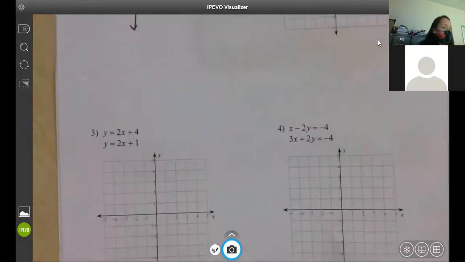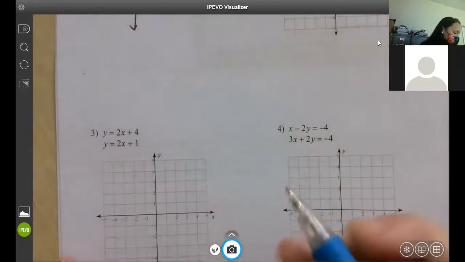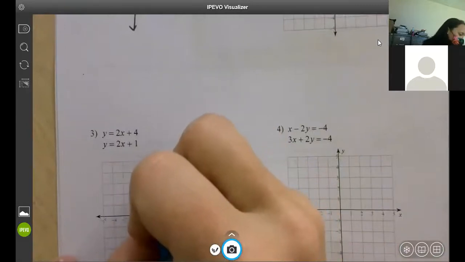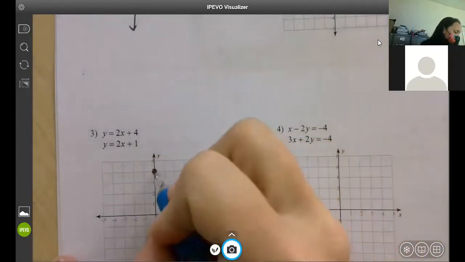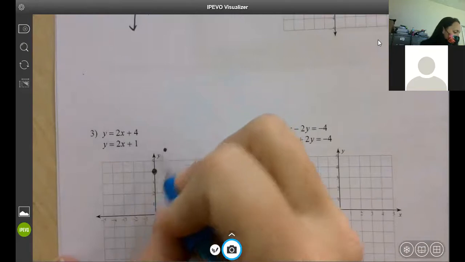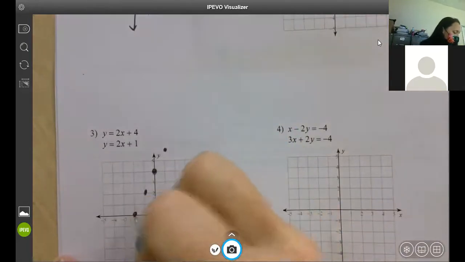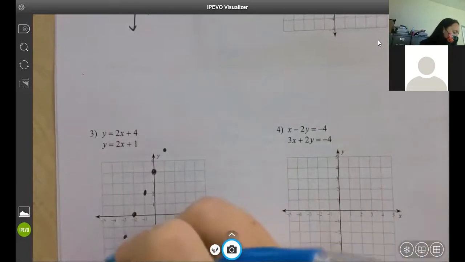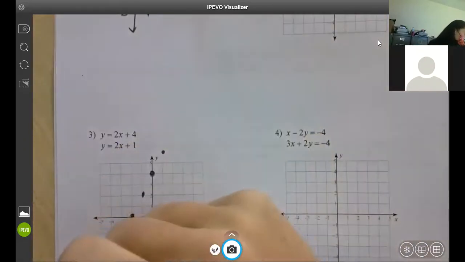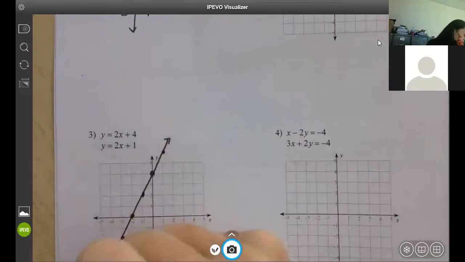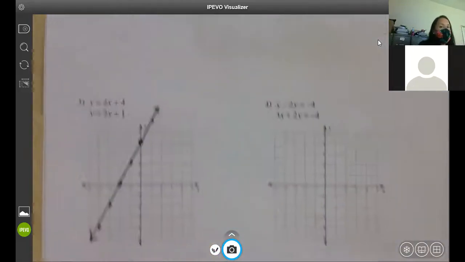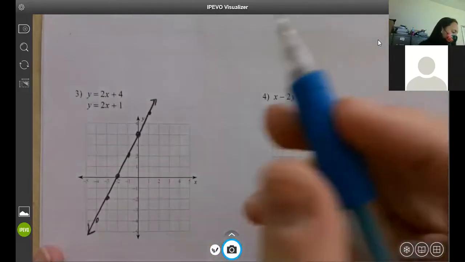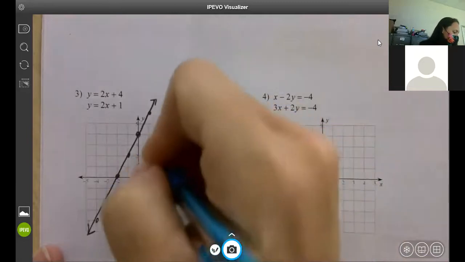And then I'm going to go to number 3. How do I graph this first one? Go up to 4. How do I move? Up 2/1 or down 2/1. Again, all of these are solid. There's no dashed. Okay. How do I graph the other one? Start at 1 and then go up 2/1.